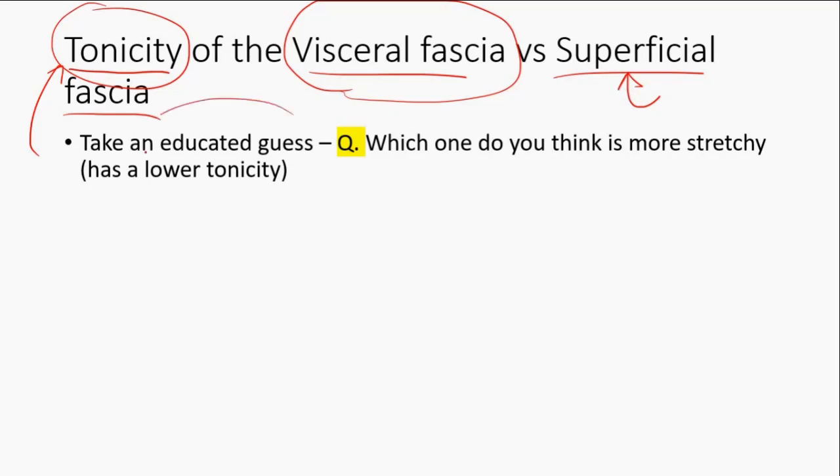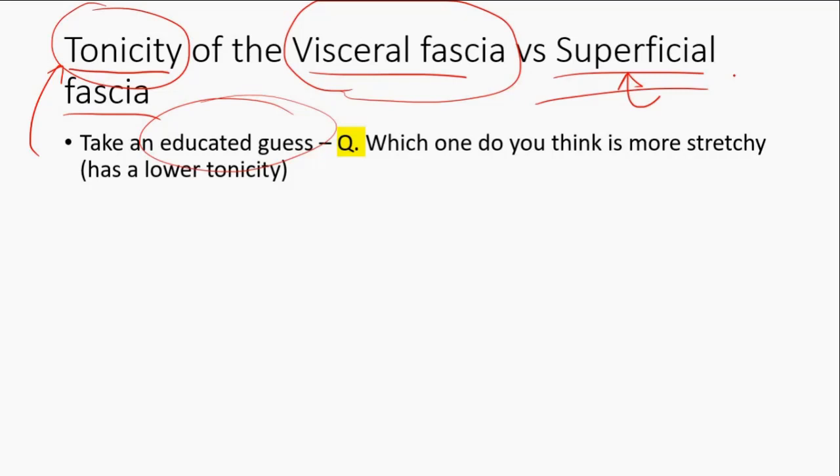So try and take an educated guess. Right, so you want it to be in the middle. Obviously, you don't want it to be like the superficial fascia. You don't want it to be super stretchy, because if it was super stretchy, remember that one of the jobs of the visceral fascia is to hold your organs in place. So if it was super stretchy, then when you're running or walking, your organs would be bouncing around in your abdominal cavity or your thoracic cavity. It would be a mess.